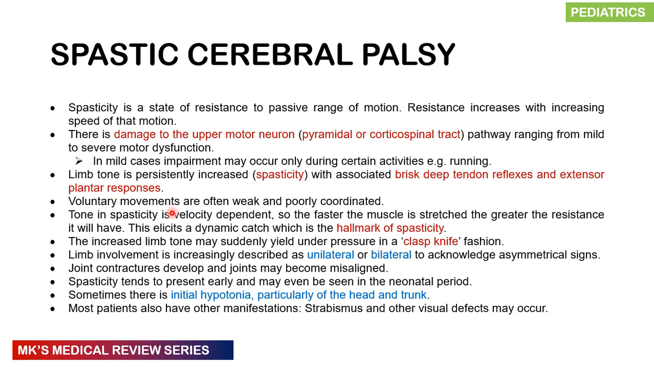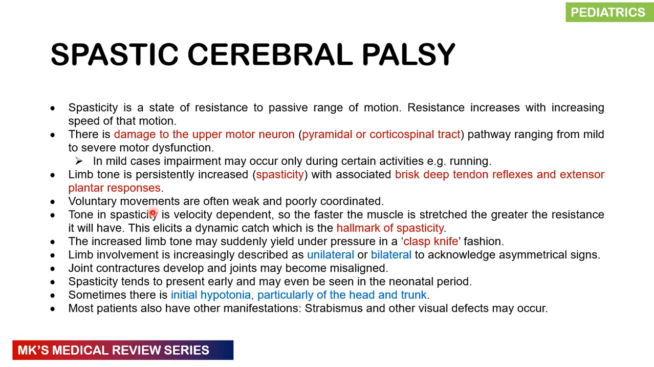For example, if you stretch it quite slowly, you may feel some pressure until there is a sudden give, a loss of this pressure. Then the contraction actually completely goes away. So we call this a clasp knife type of spasticity. Now this is very, very common in this spastic type of cerebral palsy, and a clasp knife is a special type of knife that you can open up. It's quite hard when you're beginning to open it, and then when you reach a certain point, it gives up and quickly opens up. A similar fashion is happening here.